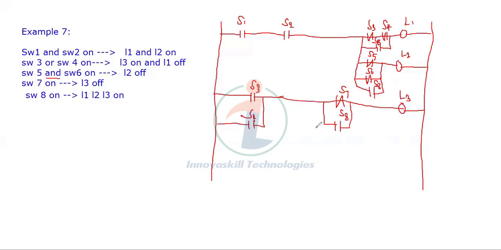So this is how we have to do the program for on-off conditions in combinations. Now we'll see one more example.